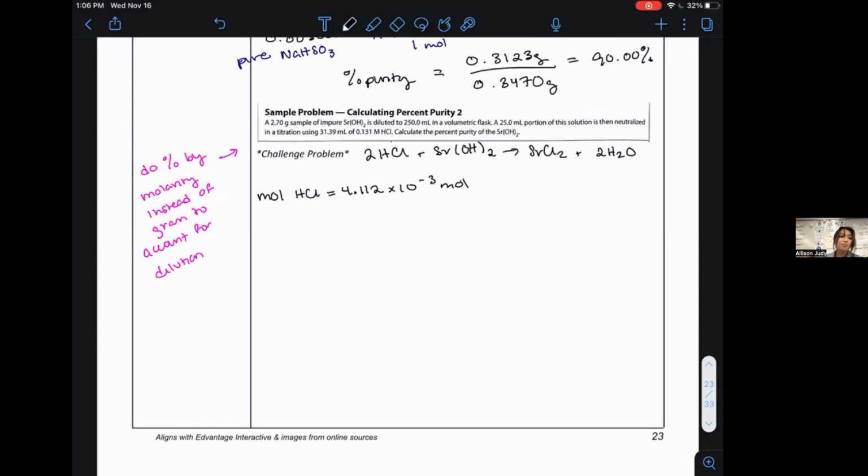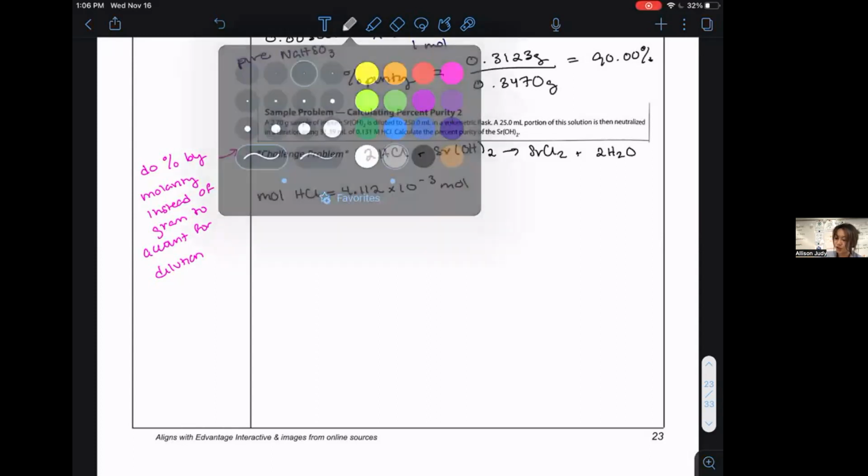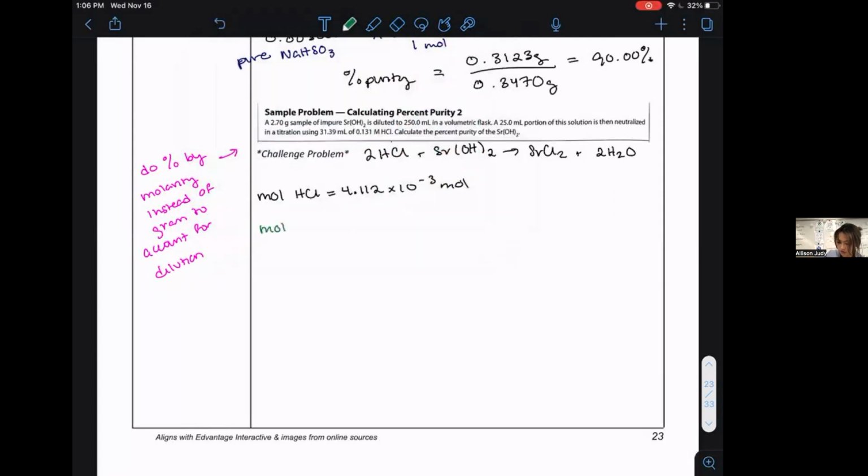Then you're going to figure out the moles of pure strontium hydroxide that was neutralized, because impure strontium hydroxide means it's not going to be neutralized because it's not strontium hydroxide. So you're going to find the mole value of pure strontium hydroxide. And here, you have to keep in mind that you have a 1:2 ratio, stoichiometrically speaking, of neutralization of acid to base. So the value is half the mole value of the acid. So it's 2.056 times 10 to the negative 3 moles of pure base that were neutralized.